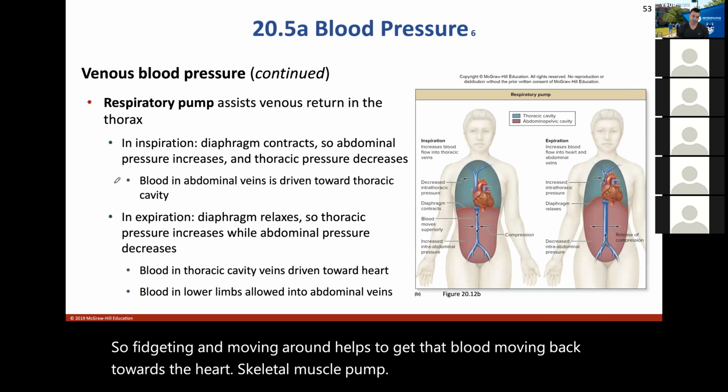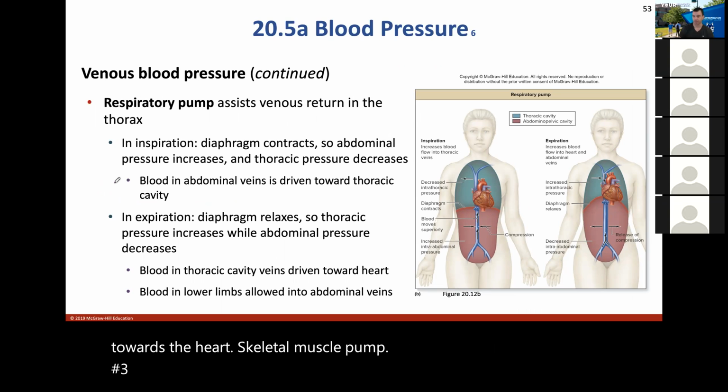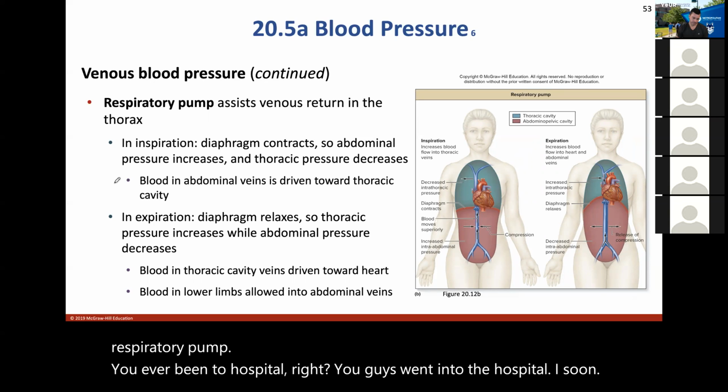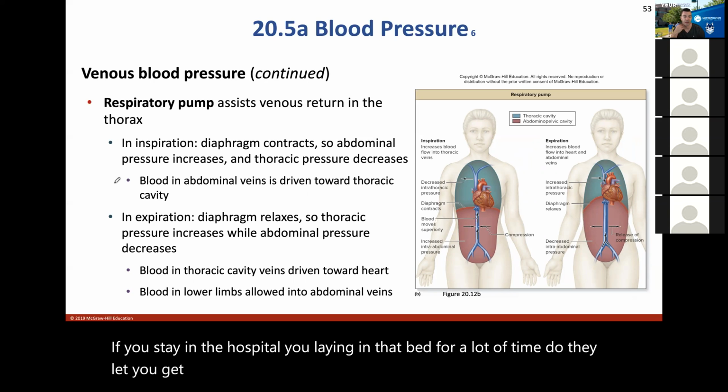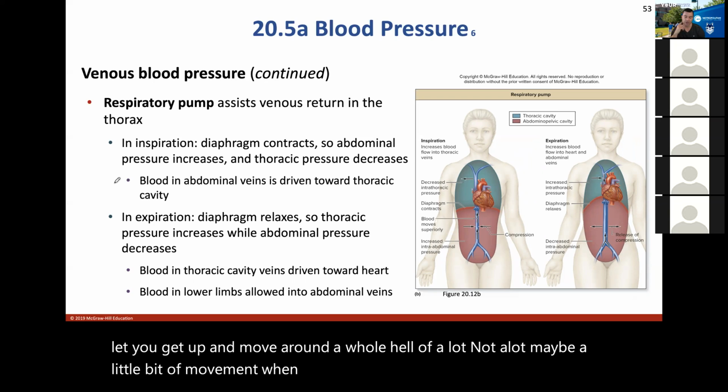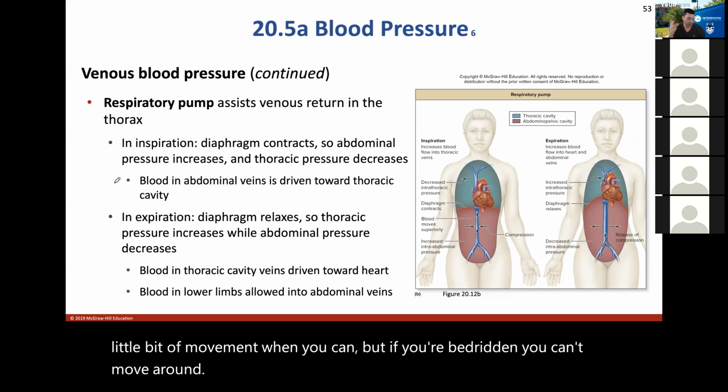Number three, respiratory pump. You ever been to a hospital, right? You guys have all been to the hospital, I assume. If you stay in the hospital, you're laying in that bed for a lot of time. Do they let you get up and move around a whole hell of a lot? Not a lot. Maybe a little bit of movement when you can. But what if you're bedridden? You can't move around. How do they keep fluid moving?